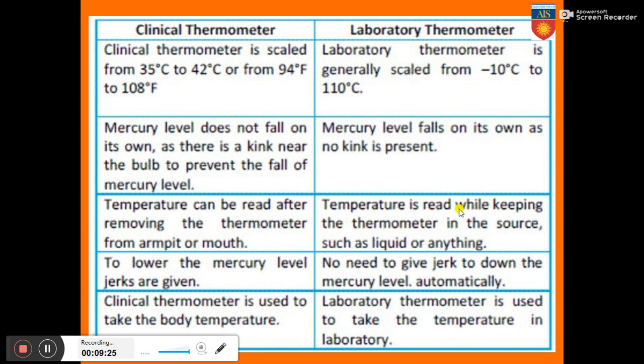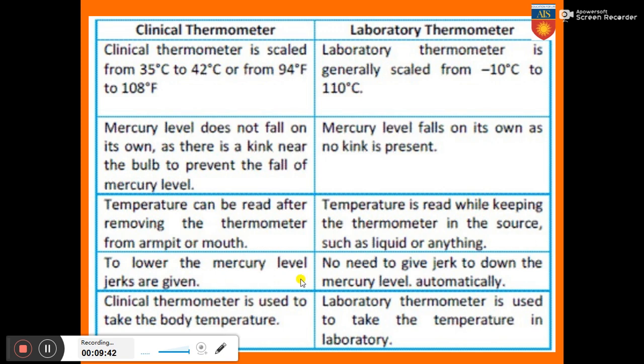But in this case, temperature is read while keeping the thermometer in the source, such as liquid or anything, like we saw in the experiment or activity. So the thermometer has to be kept in the source while recording the temperature. Otherwise, due to absence of kink, the temperature will fall down.